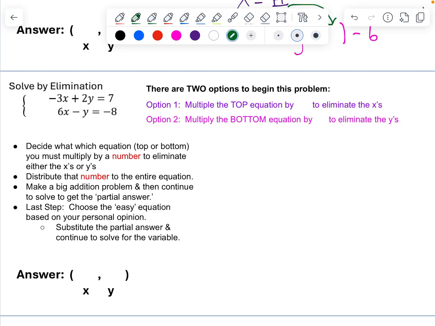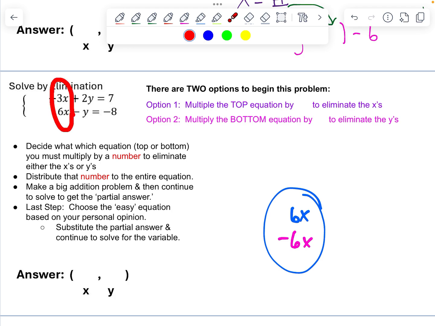All right, so this is our elimination. Elimination means we are looking to zero out a variable. We did a lot of practice with this. For example, if I had a 6x and I wanted something to make 0 with it, I would need a negative 6x. If I'm looking along the x's, I notice that there's a 6 right there, and it would be very easy for me to make this a negative 6 by multiplying.